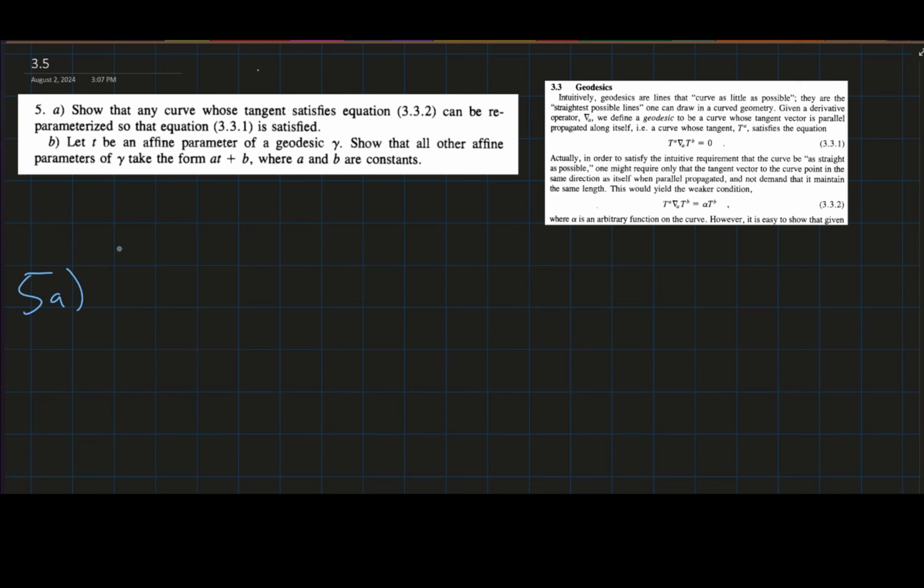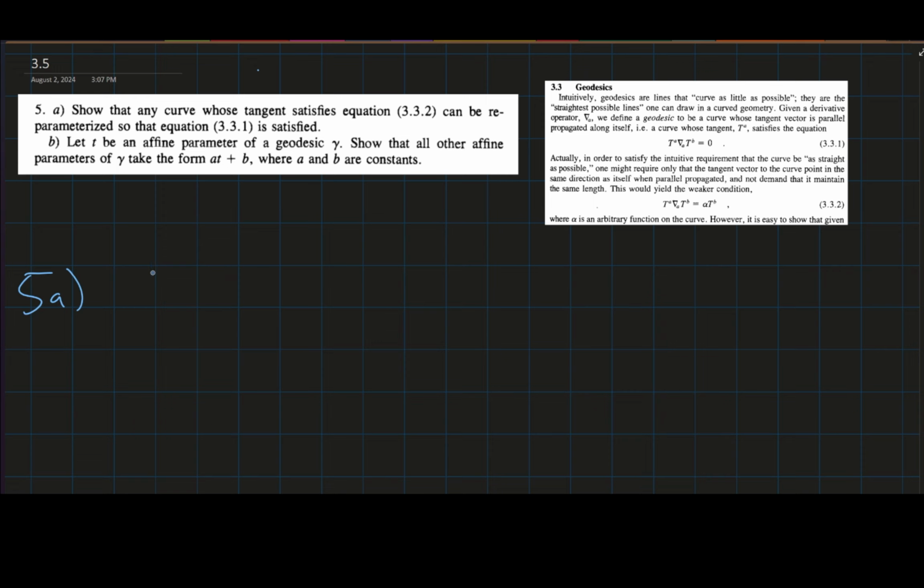Okay, so we can now try problem 3.5 from Wald's General Relativity, where in part A he wants us to show that any curve whose tangent satisfies equation 3.3.2, which is on the right-hand side of the screen there, can be reparameterized such that equation 3.3.1 is satisfied. So let's go ahead and show this.